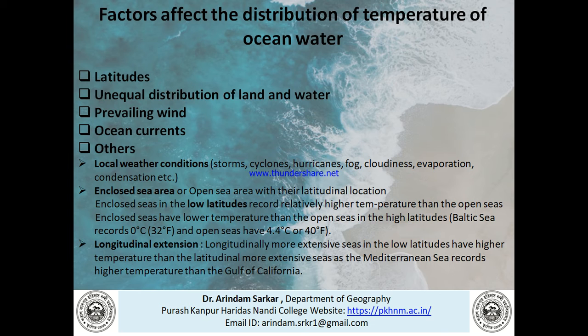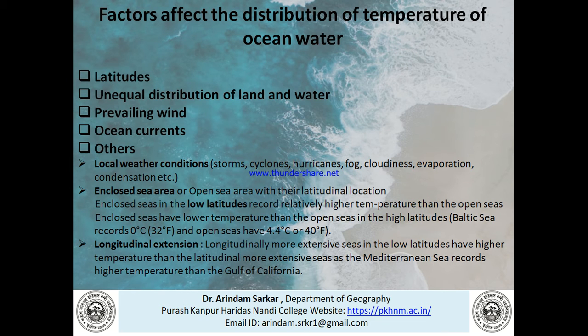Now I am coming to the second point, that is unequal distribution of land and water. The temperature of ocean water varies in the northern and southern hemisphere because of the dominance of land in the former and water in the latter. The oceans in the northern hemisphere receive more heat due to their contact with a large extent of land than their counterparts in the southern hemisphere, and thus the temperature of surface water is comparatively higher in the former than the latter.